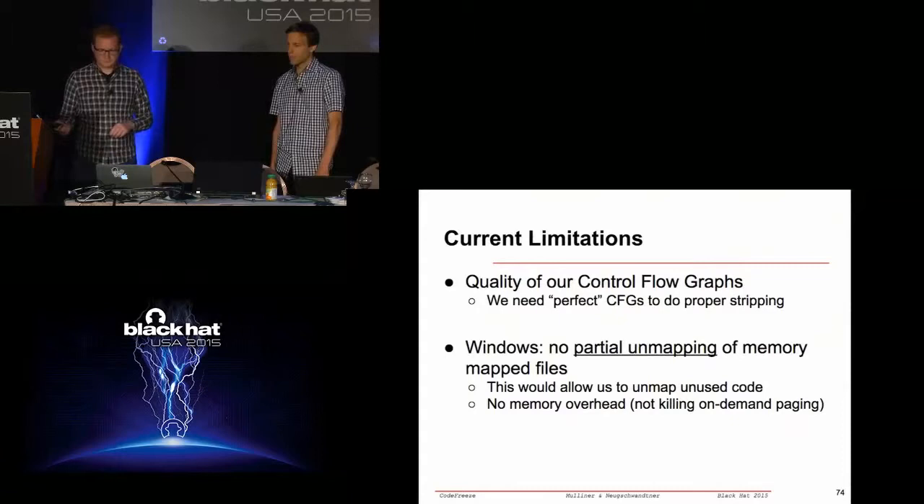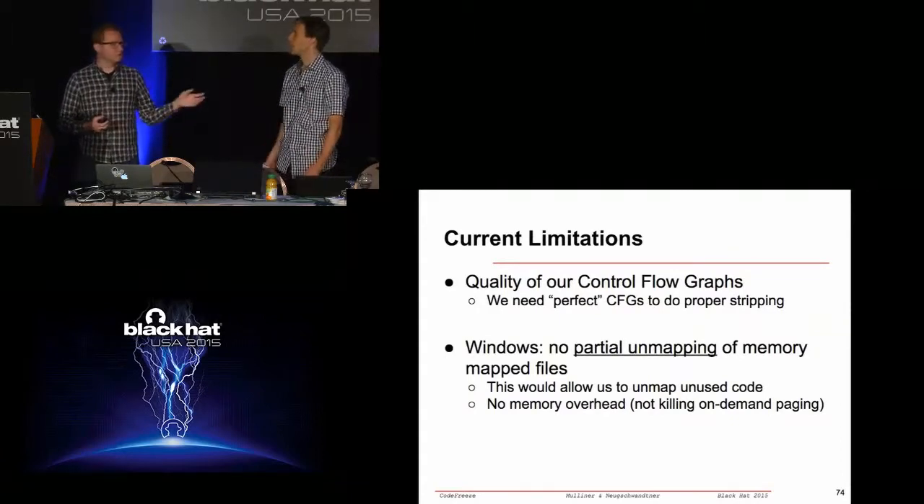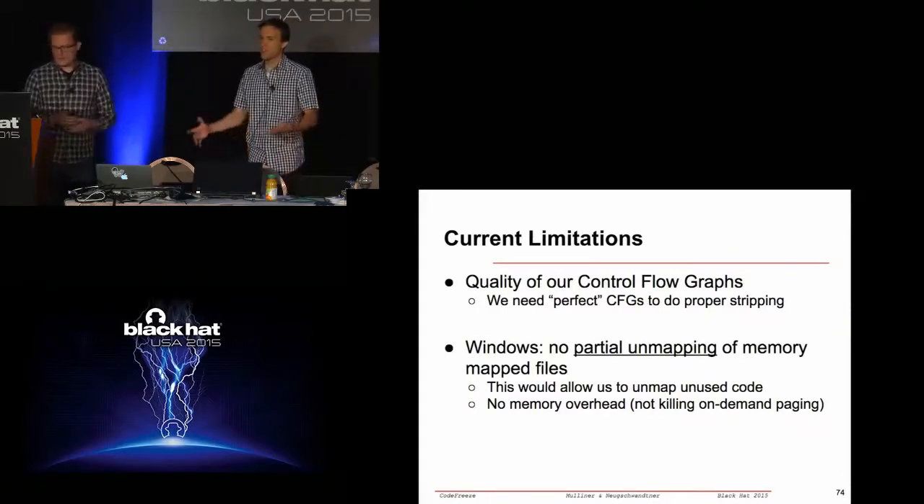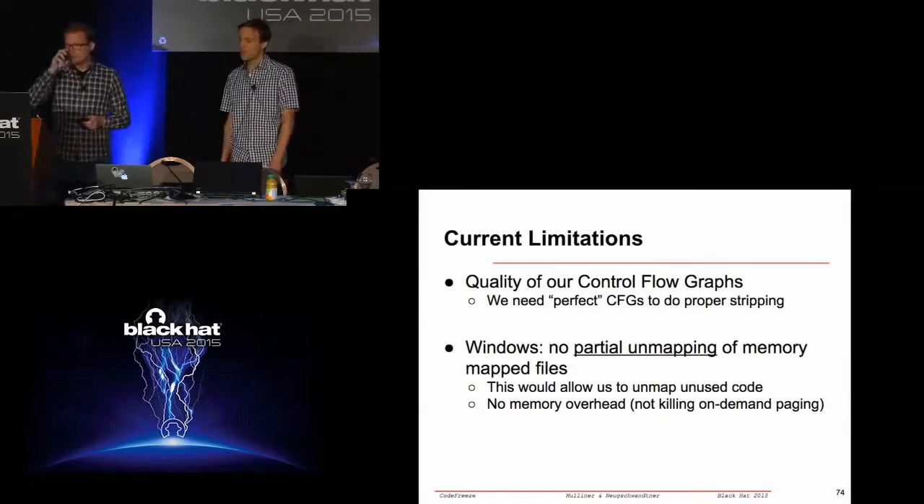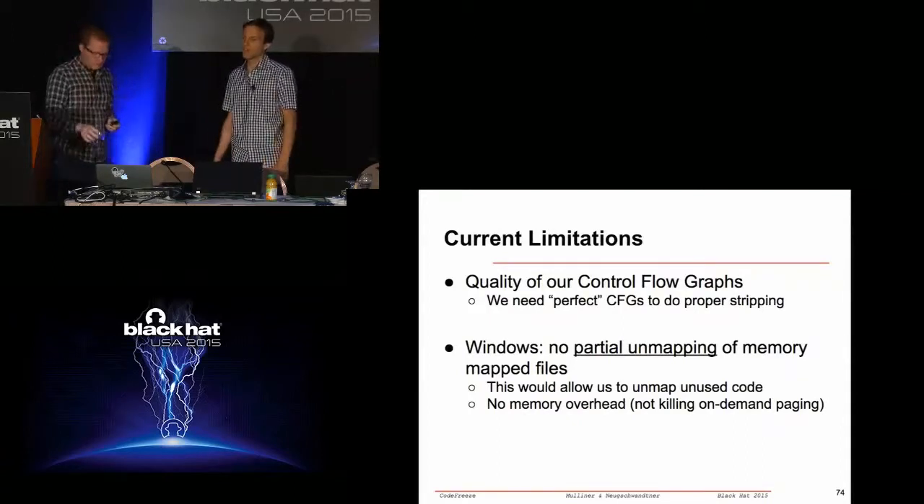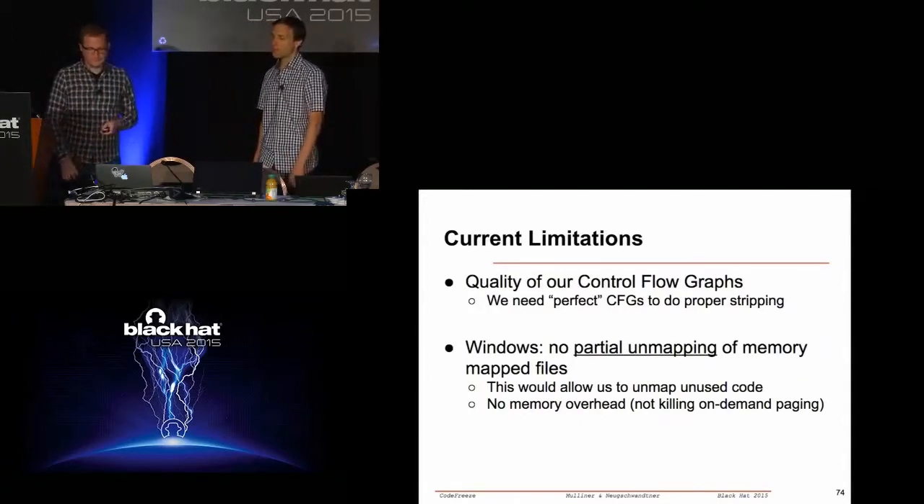If you think about server applications or long-running processes, that doesn't matter at all. One of the big limitations we have right now, because we operate on binaries, is the quality of our control flow graphs. Control flow graph recovery is really hard, and we need almost perfect control flow graphs to do proper stripping.